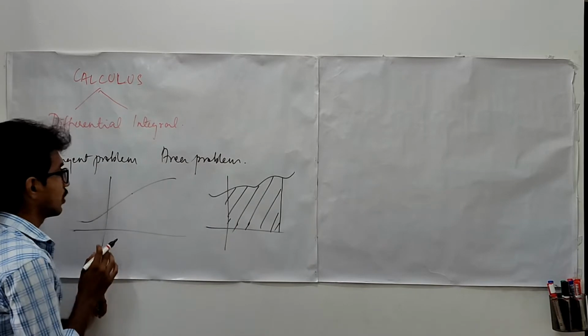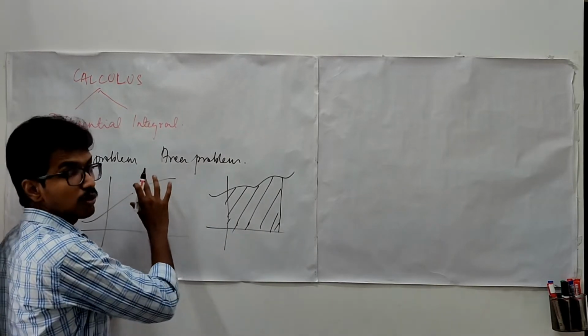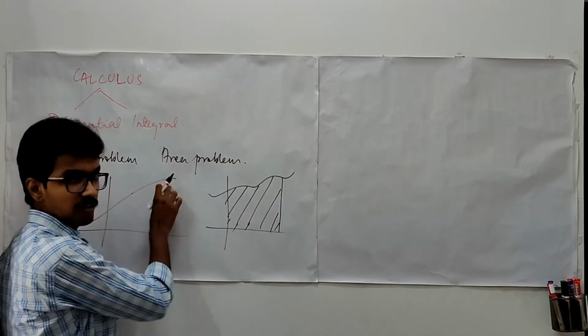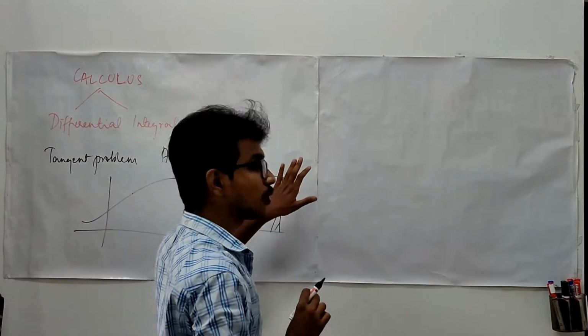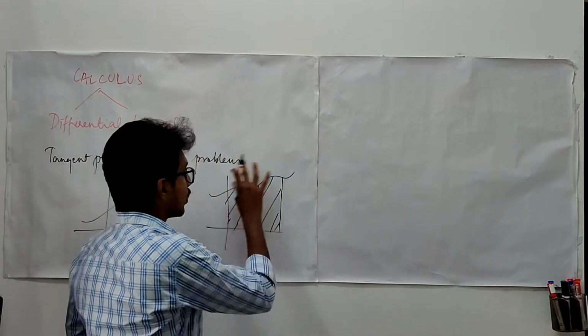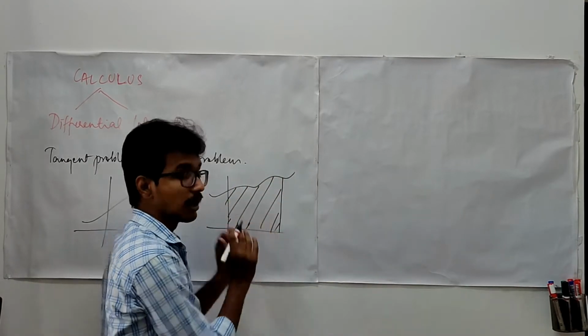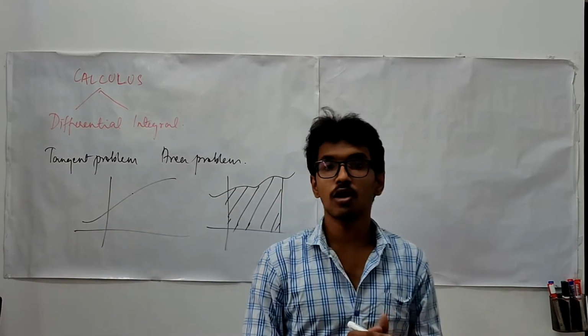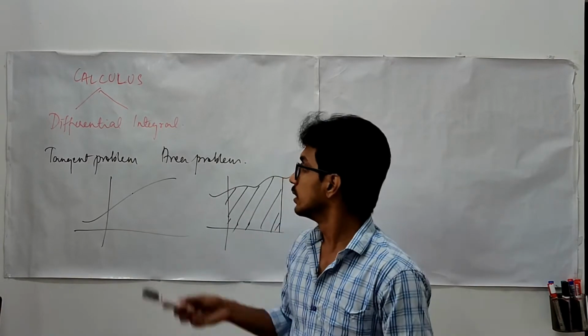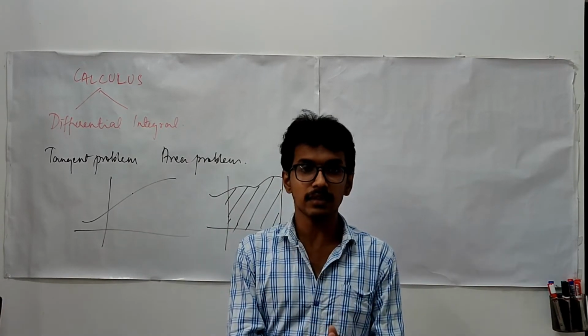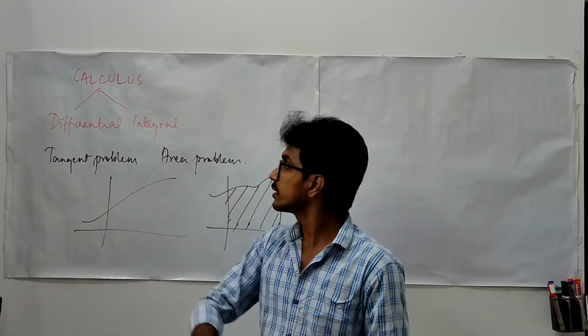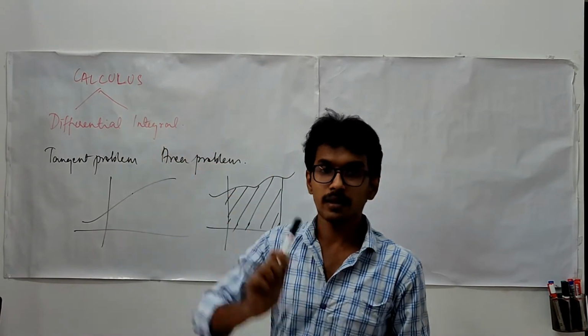And here you don't know the curve behavior, and here also you don't know how to find this area, because this is some unknown curve and this is some unknown shape, so you don't know how to find these things, right? These are the basic things by which calculus arose, right?